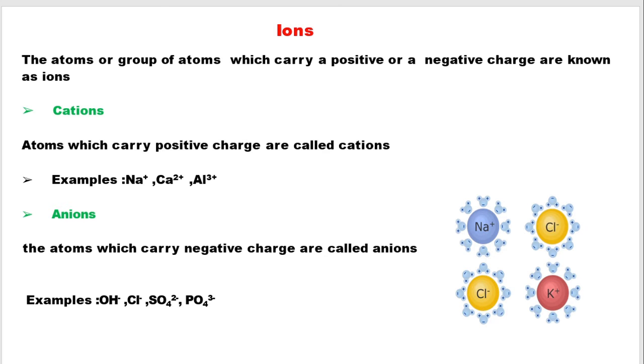Now you will need to learn what ions are. Ions are basically atoms or groups of atoms which have some charge. You have read this in your junior classes. Suppose an atom in a neutral state loses or gains electrons: either it will lose an electron to form a cation, or it will gain an electron to form an anion. So these species are called ions. Cations carry a positive charge and anions carry a negative charge. Certain examples are given here. Okay, clear?